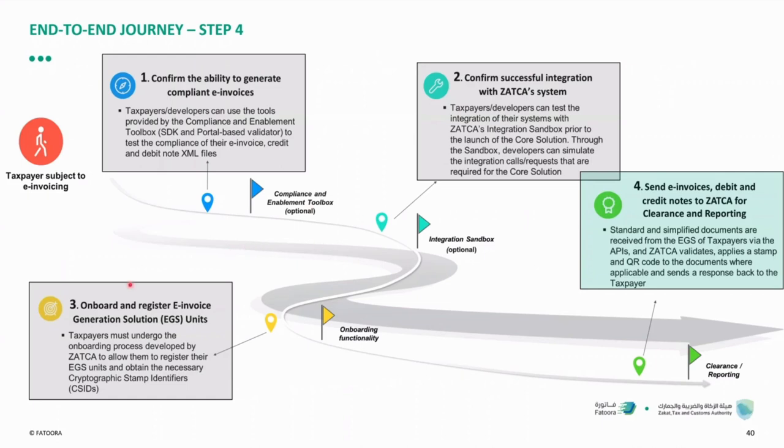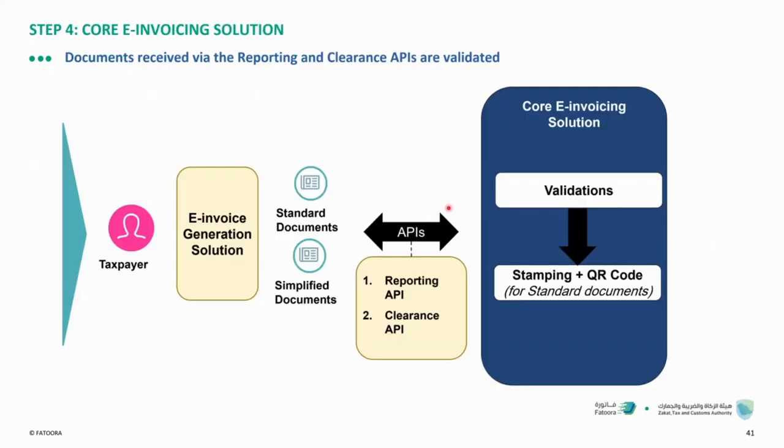So by the end of that, your device is onboarded and it's ready to start sending invoices or e-invoicing to Zatka platform. This is basically so your EGS can now send through the reporting API or clearance APIs, the e-invoicing that you're generating, whether they are standard or simplified. Of course, our solution is going to do some validation and then stamping, thus adding the QR code. This is, of course, for standard documents. For non-standard or B2C, this is not a required step. This is not performed.